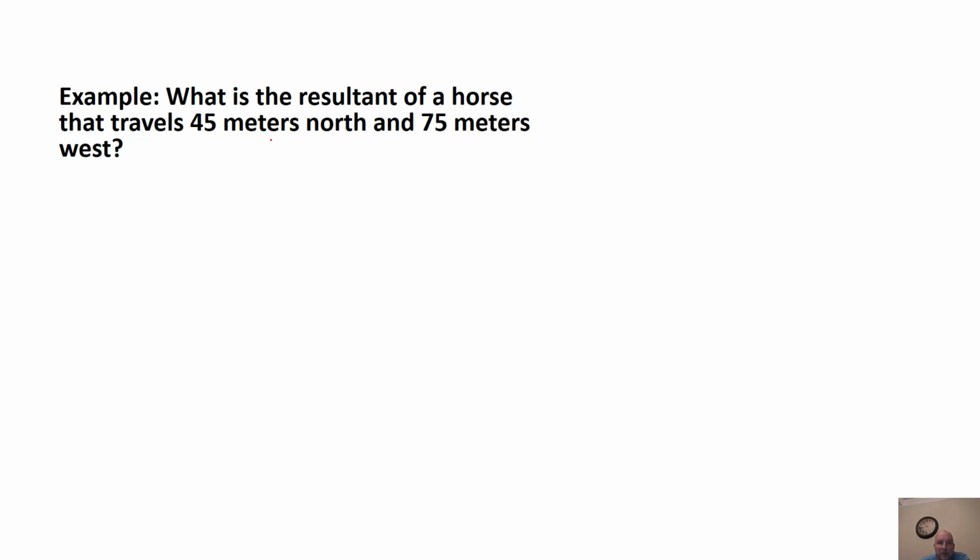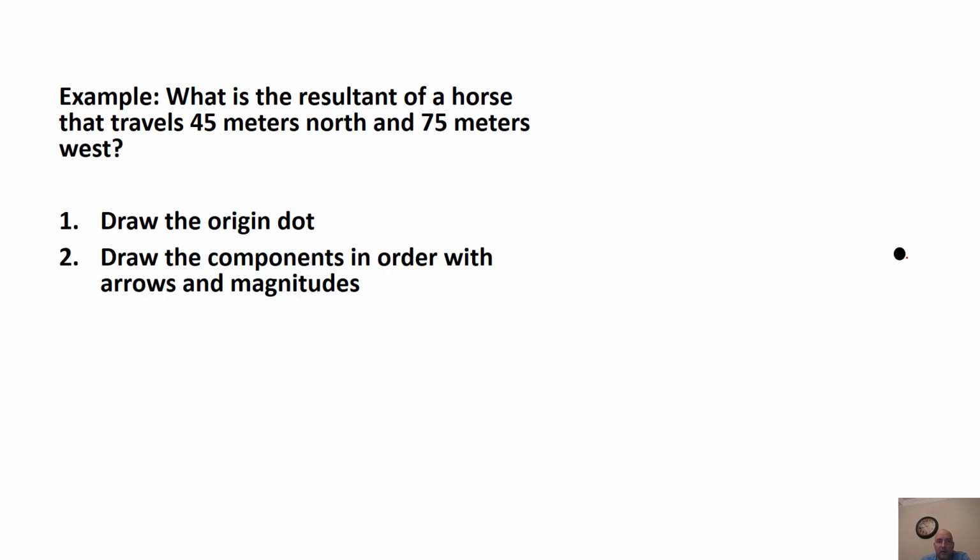Either way, if I just told you to add 45 meters north to 75 meters west, you're going to be doing the same thing. So you're going to start by drawing the origin dot, and so we just draw a dot. The next step, I want you to draw the components in order. So when we're doing this, you're going to draw that first one, that 45 meters north.